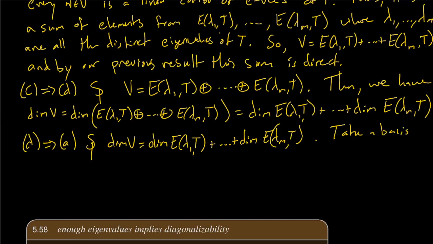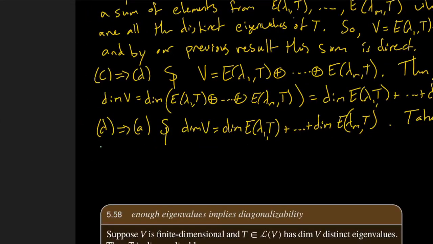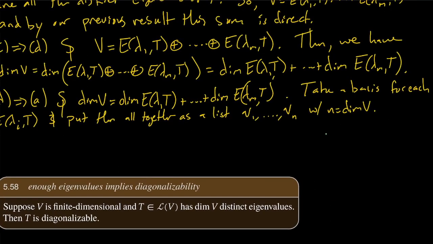Take a basis for each E lambda i T and put them all together as a list v1 through vn with n equal to the dimension of V. We can do this since we know that each one of these has a basis of, well, its dimension. And so if you put all these together, you get something that's the length of a basis for V. That is the dimension of V. Okay, cool.